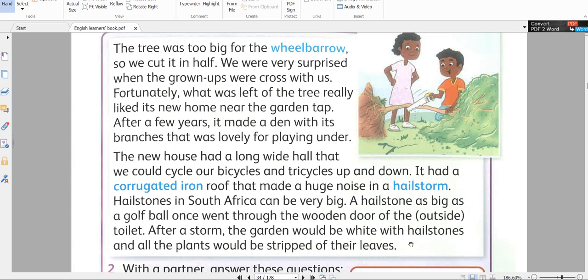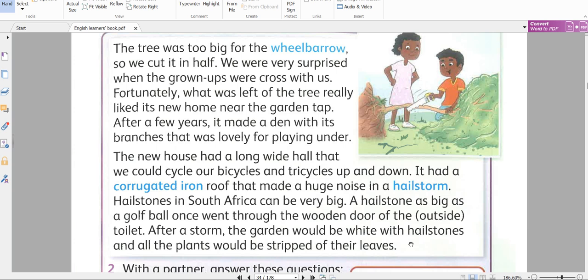So we can summarize this story. We can say that Susan's first house had no running water, so they had to buy water and collect rainwater for washing. Everyone shared a small amount of water for their weekly bath. After her brother and sister were born, they moved to a bigger house. She and her friend tried to move a tree, but it was too big, so they cut it in half. The tree grew back in the new garden.